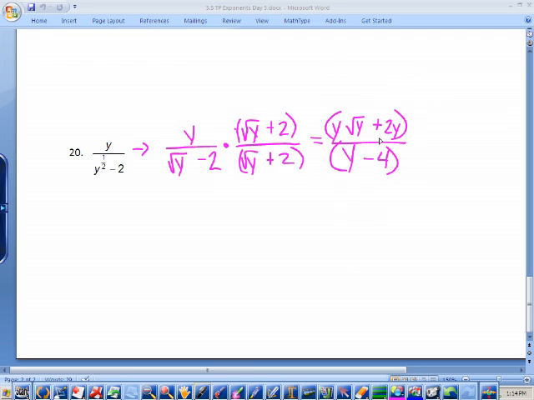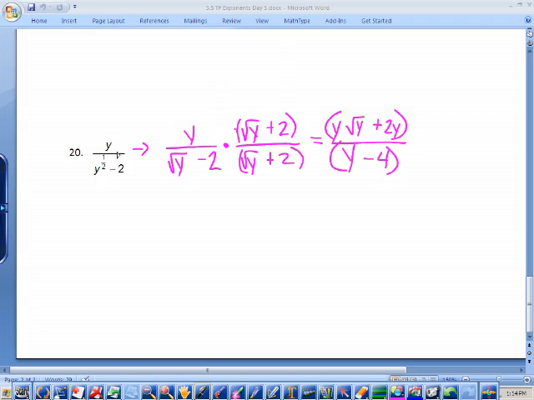Blake? I was like, why instead of multiplying it by root y plus 2, why couldn't you have done it just by the square root of y? Because that's all that is. If you multiplied the top and the bottom here by the square root of y, when you distribute that square root of y, you would end up with negative 2 root y in the denominator. Oh.